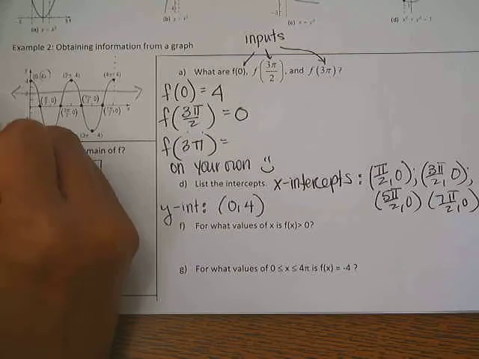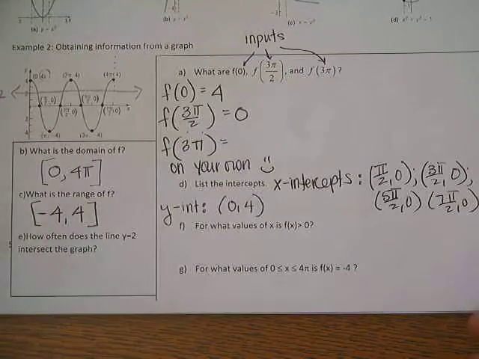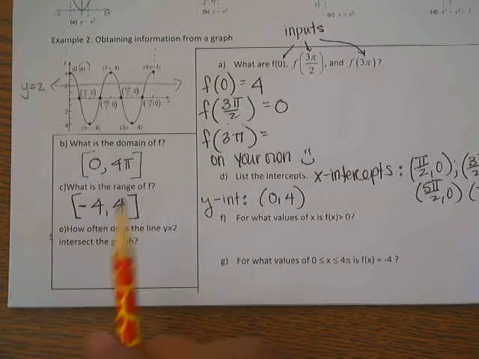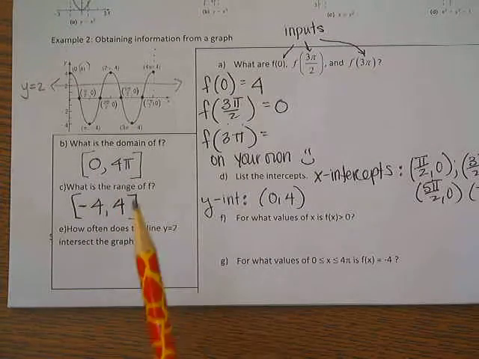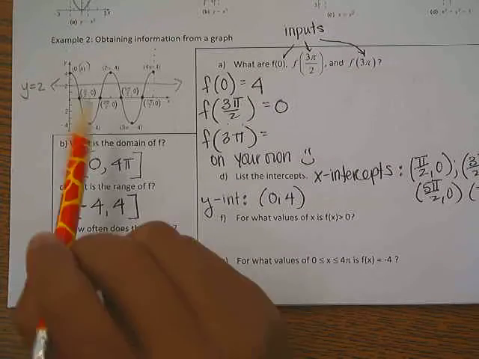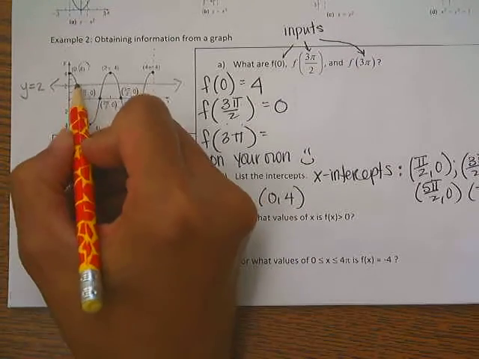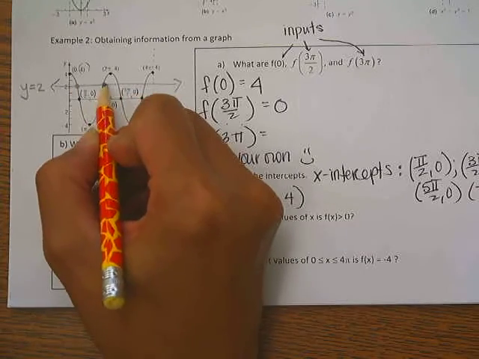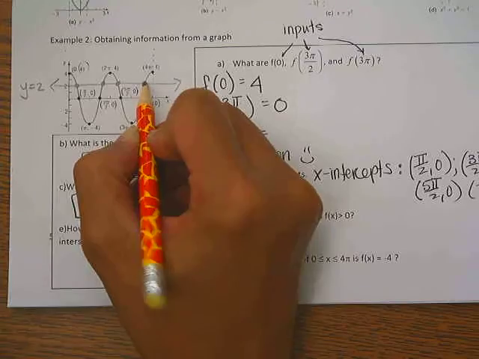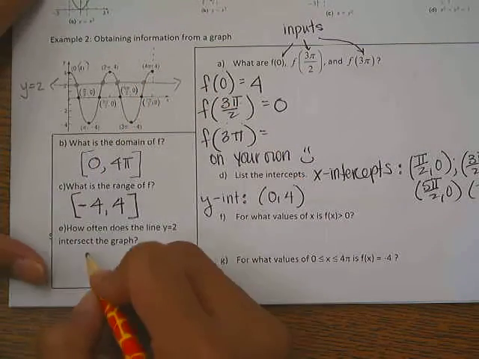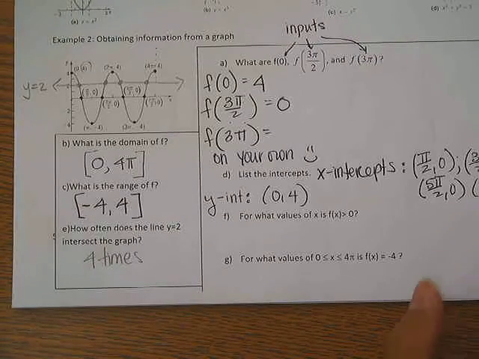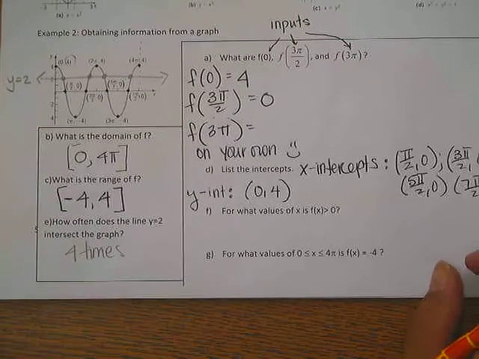Line y equals 2. And this question, I'm going to ask it so often on a lot of exams, so make sure you understand how to do this stuff, okay? How often does the line y equals 2 intersect the graph? Okay, let's count. 1 time, 2 times, 3 times, and 4 times. It's that easy. 4 times. Okay? It's easy if you understand what the question's asking you to do.